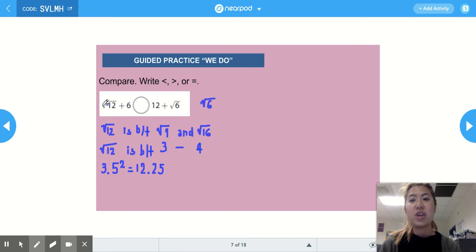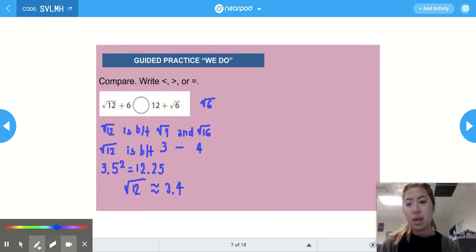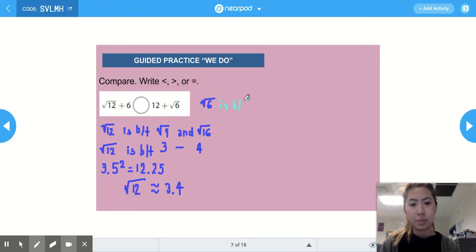And we're trying to find the square root of 12. 12.25 is a little bit bigger than 12. So we're going to guesstimate that the square root of 12 is about 3.4. And then for the square root of 6, 6 is between square root of 4 and square root of 9.